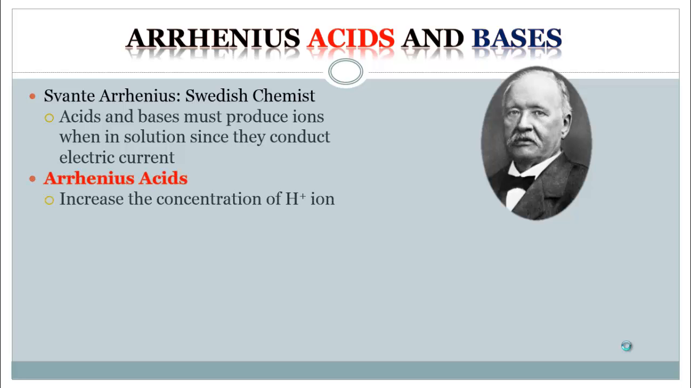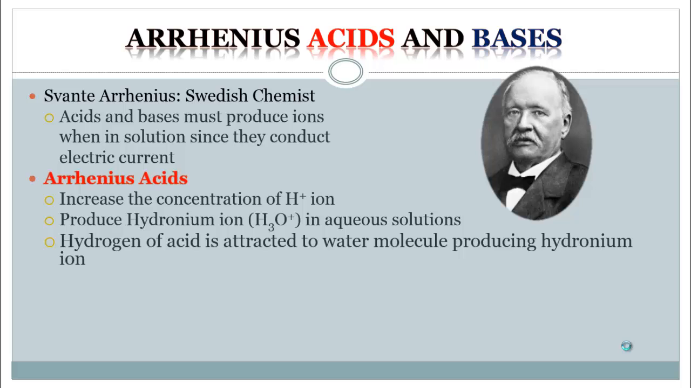So an acid, when it dissolves into water, is going to increase the concentration of the hydrogen ion. So again, your acid usually begins with hydrogen, so it breaks apart. The hydrogen ion is what's going to be left. When it reacts with the water, then, it forms the hydronium ion, which is H3O+. So it's water with an added hydrogen. The hydrogen of the acid is attracted to the water molecule, which then produces the hydronium ion.